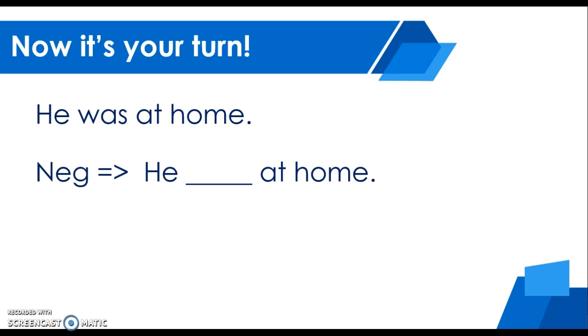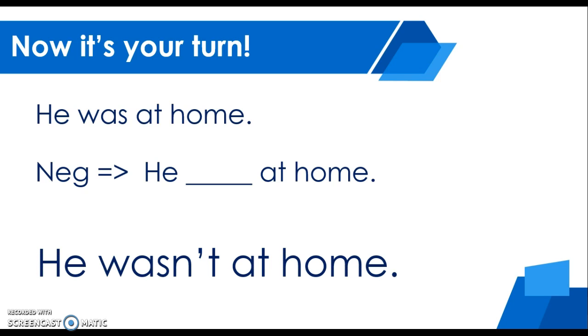Now it's your turn. Try to form the sentences as you see this video. He was at home, and the negative, what would it be? He wasn't at home. Okay? Now remember, this is a contraction. You can say he wasn't at home or he was not at home. Let's try another one.